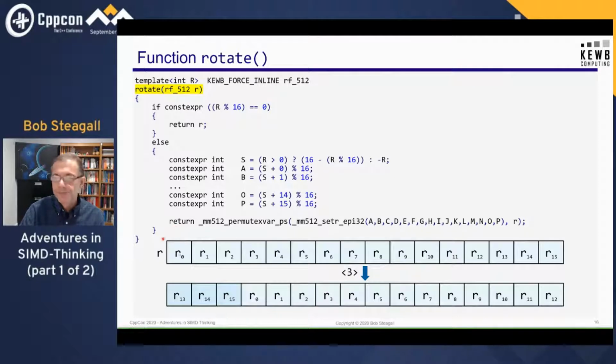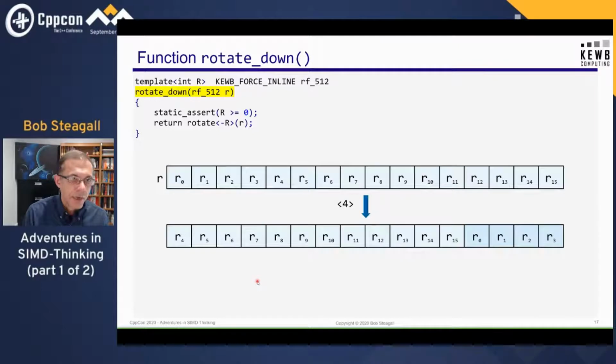So for example, if I had this register with these values and applied rotate with a template argument of +3, this is the result I would get. All of the values are shifted upward by 3, and the last 3 values on the end are brought around to the front. So you can see I've got 13, 14, and 15 now occupying the places where 0, 1, and 2 were. So this is a very useful function.